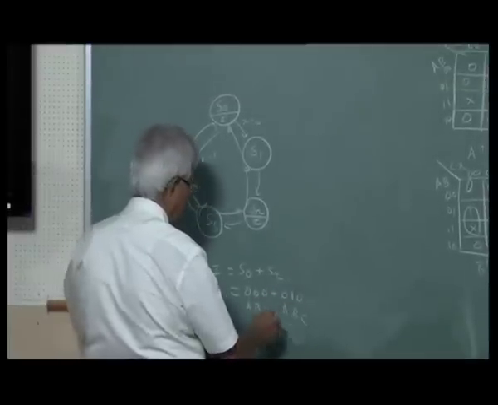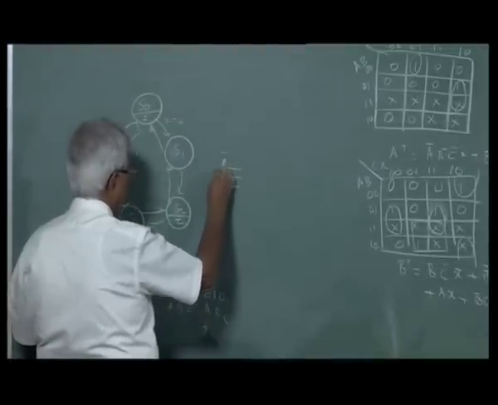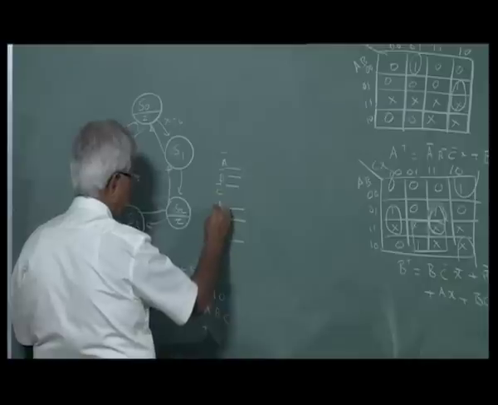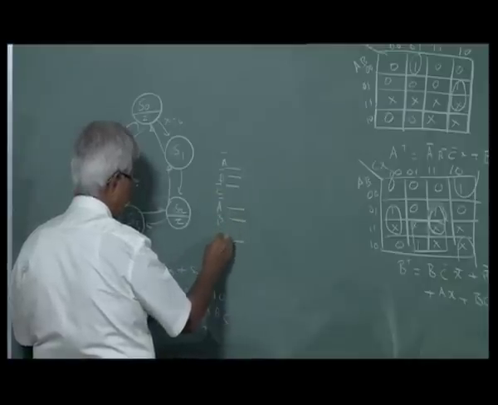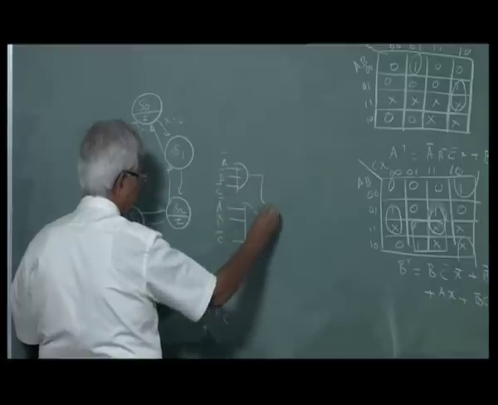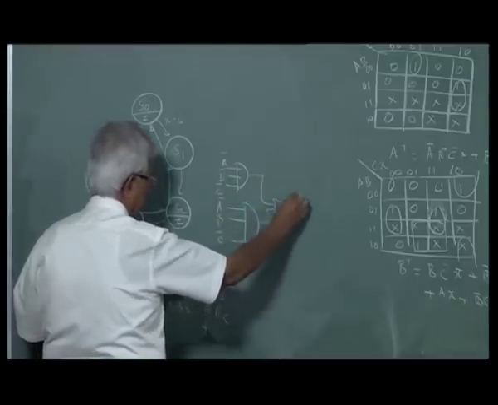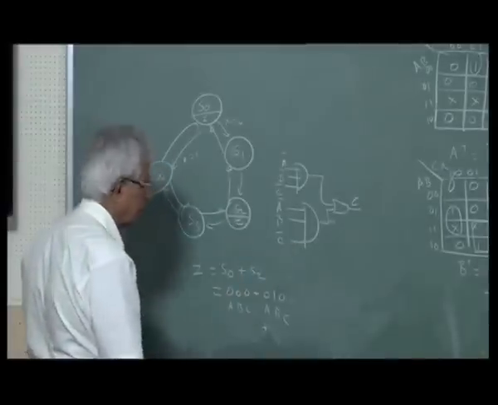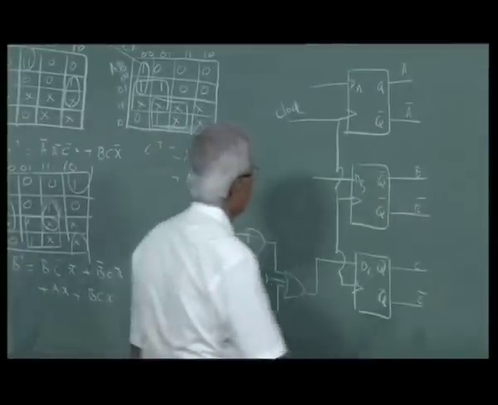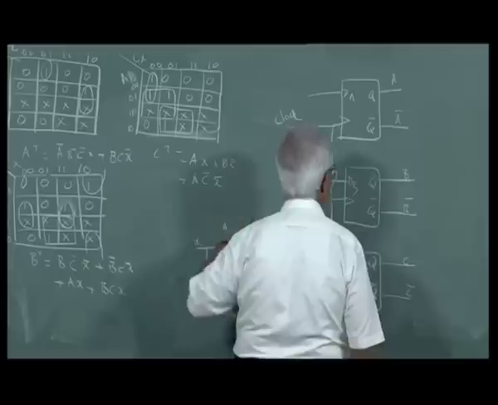So it is A bar B bar C bar, plus A bar B C bar. Combine them, and this is the output Z. This is in addition to the circuit here. So I have these values of A bar, B bar, C bar, and I can use them to get the output.